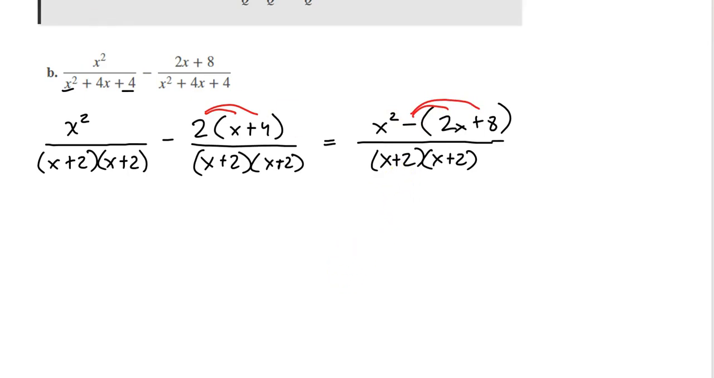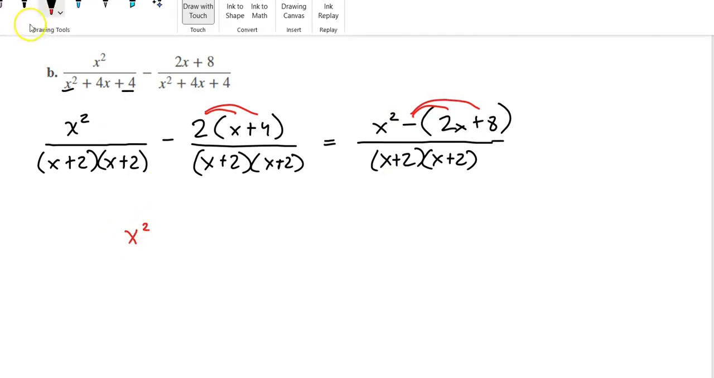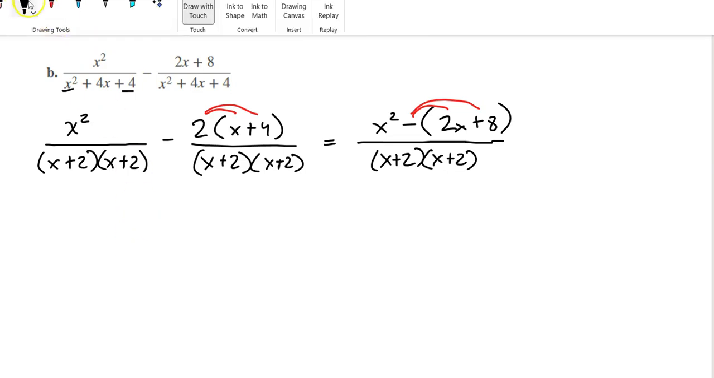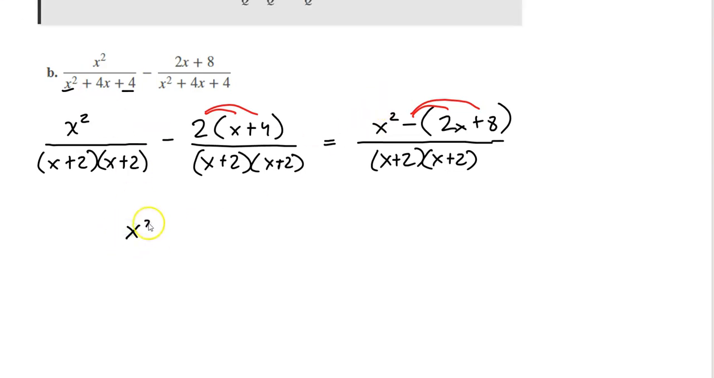So once I do that, I'm going to end up having x squared minus 2x. Once I have a positive, I'm now going to have a minus 8, all over x plus 2 and x plus 2. Well, more than likely this top part's not factored right yet. So let's just double check here.